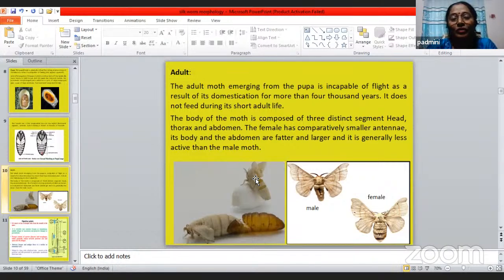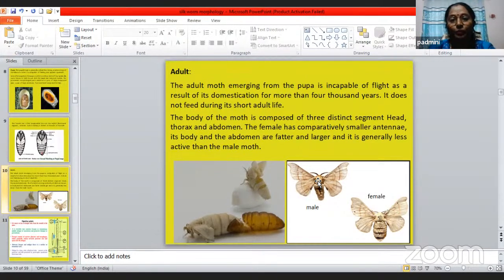And of course, because they completely stop feeding during that stage, their work is only to copulate and lay eggs. So it is a very short adult life, probably just 3 to 4 days. The body of the moth is composed of 3 distinct segments: the head region, a short thoracic region, and an abdominal segment. And as I said, the female has smaller antennae, whereas the male has larger antennae, which is how you differentiate between a male and a female moth.